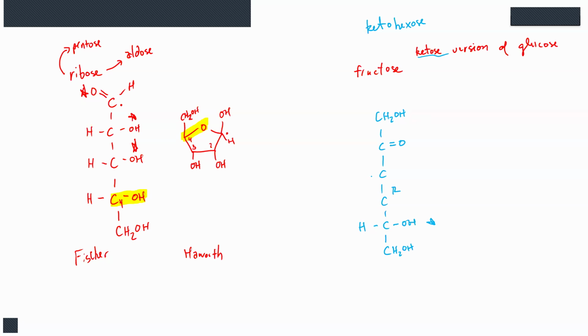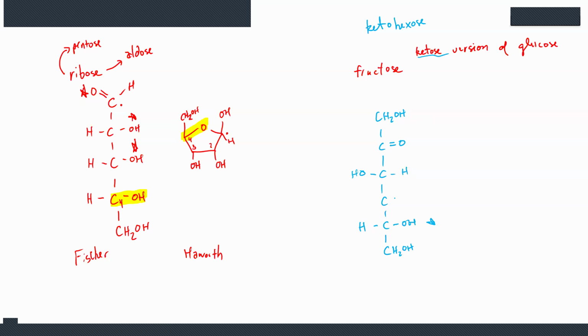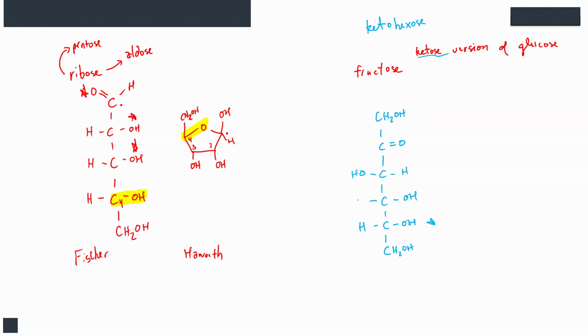But can I put an OH group on carbon number three? Yeah. Can I put an OH group on carbon number four? Yeah. Have I just drawn fructose, D fructose? Yeah, I have. It's great. Now, the Haworth projection. So this is Fischer.